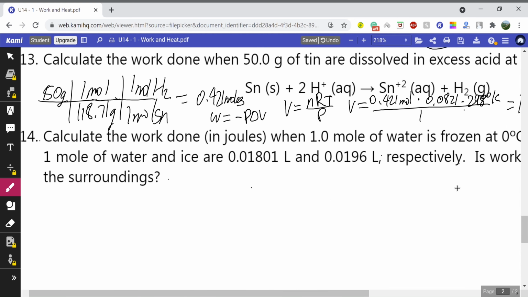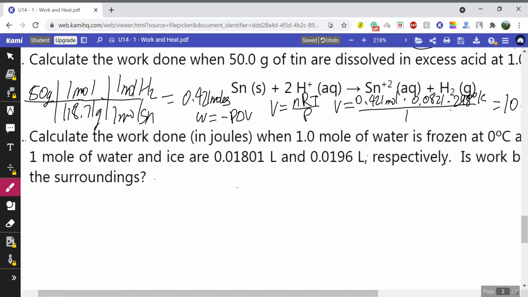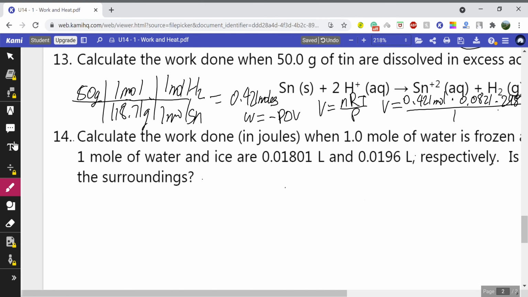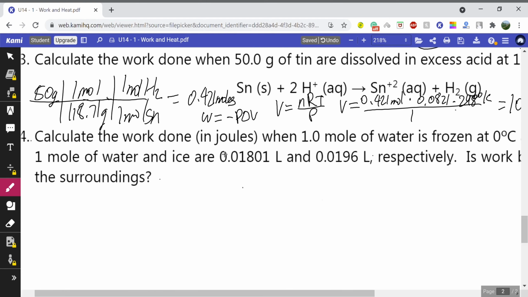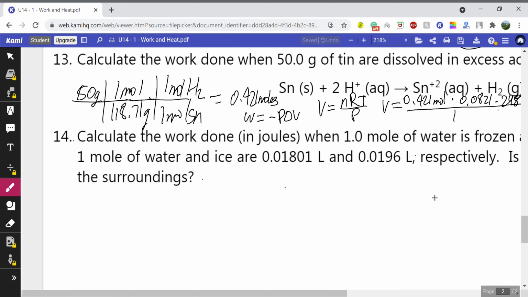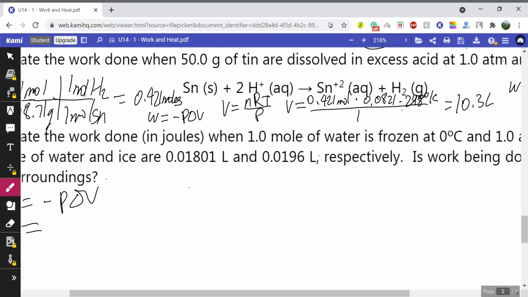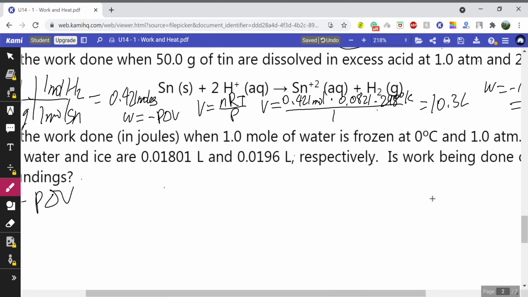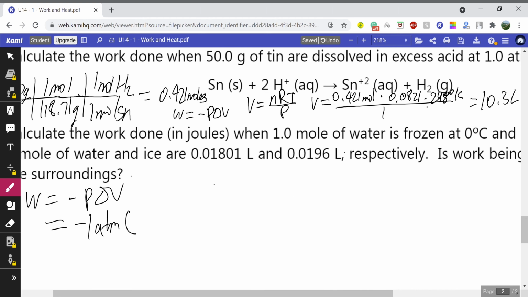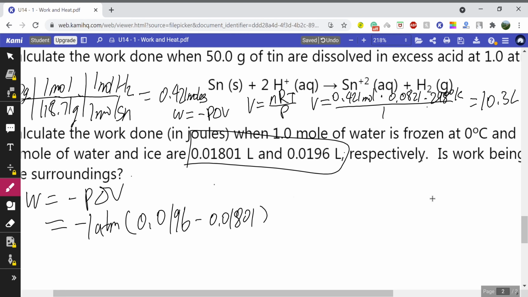Number 14, calculate the work done in joules again when 1.0 mole of water is frozen at 0 degrees, and the volume of 1 mole of water and ice is given, and is that work being done on the system or on the surroundings. So let's see, work equals negative P delta V, which is equal to negative 1 atmosphere times the change in volume, so 0.0196 minus 0.01801.